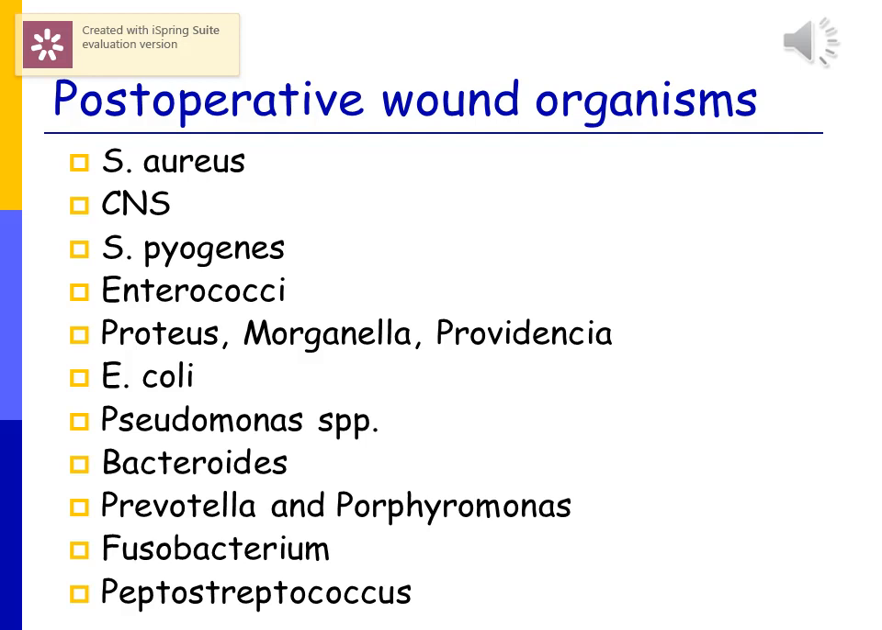So your post-op wound organisms. So your normal flora, Staph aureus, coag-negative staph, your enterococcus, you could possibly have strep pyogenes, Proteus, Morganella, Providencia, E. coli, Pseudomonas, Bacteroides, Prevotella, Porphyromonas, Fusobacterium, and Peptostreptococcus. So if I say an organism and you don't remember anything about that organism, you should go into your textbook, you should be reading your chapters, or you should go back to your notes and go read up on those organisms.